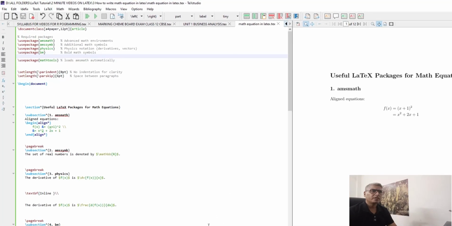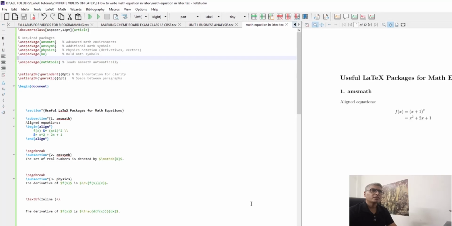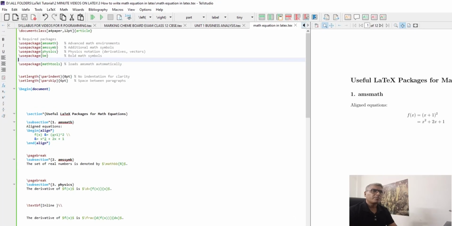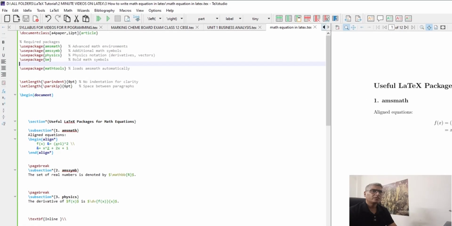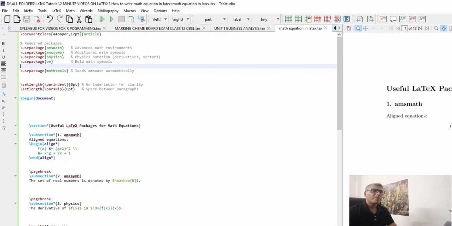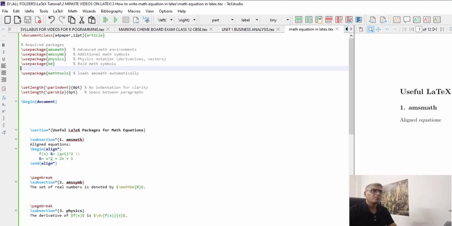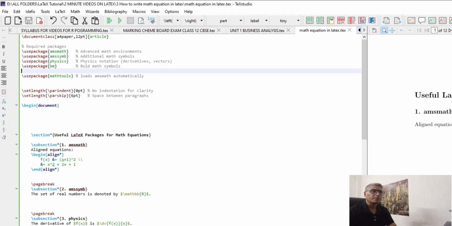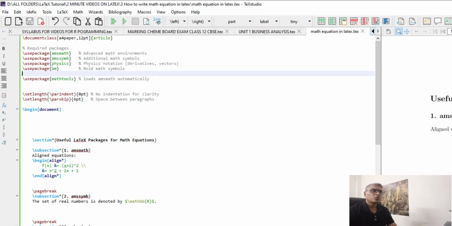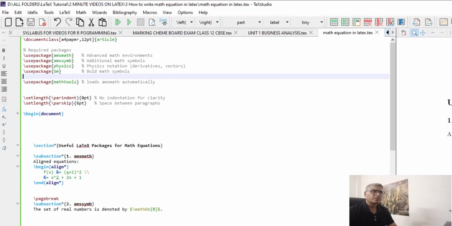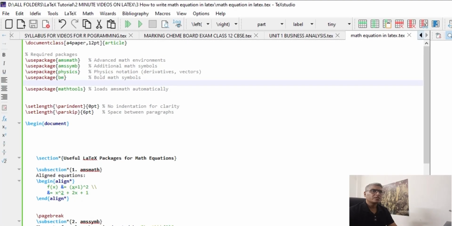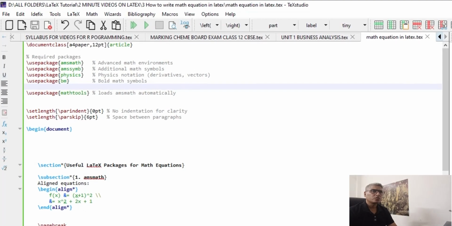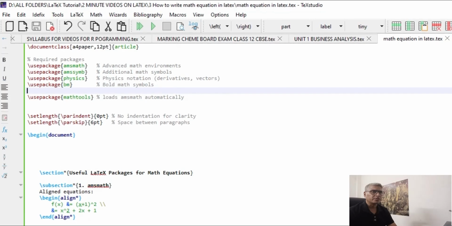writing mathematical equation. As you can see here, the required packages are the amsmath package. This is an advanced math environmental package, and this is the amssymb package, which provides additional math symbols when we are using. We are also using the package physics, for notation, derivatives and vectors. Another one is bm, which is used to bold math symbols.